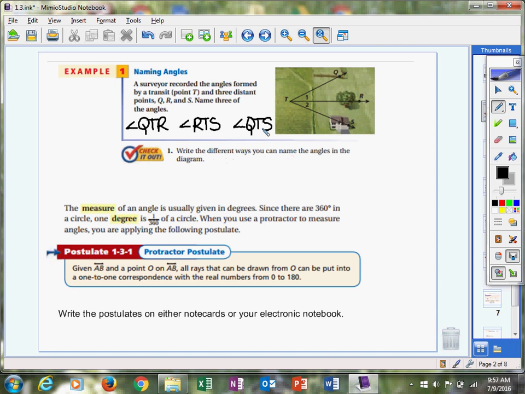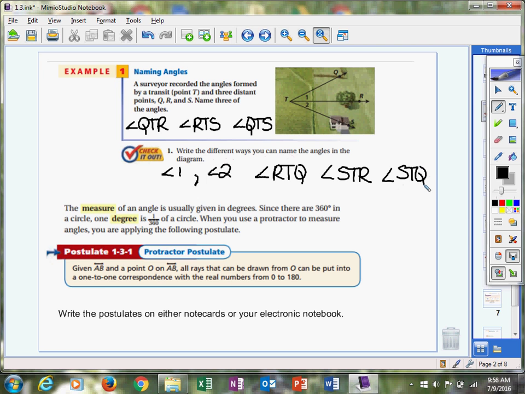Now, some different ways we can name the angles in that diagram. Couldn't we use the numbers there? Is that possible? Absolutely. We could say, oh, there's angle 1, oh, there's angle 2. So you could use the numbers. And you don't have to use the same order of letters like we did up here. QTR could be angle RTQ. Now, only Q and R can invert. T, being the vertex, has to stay in the middle. RTS, we could call angle STR. And QTS, we don't have to start with Q. We could have started with angle S, T, and Q.